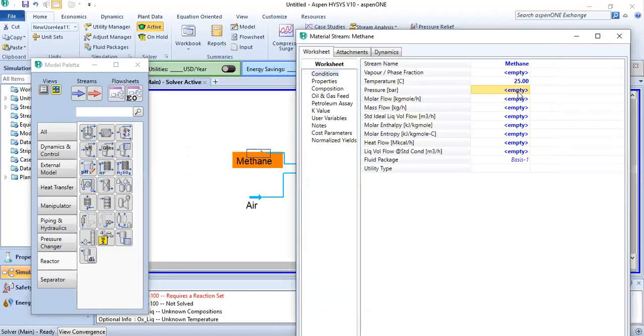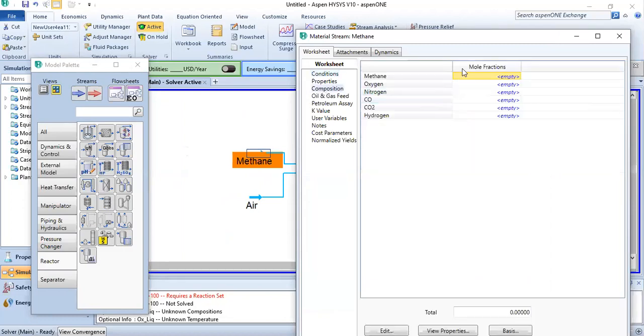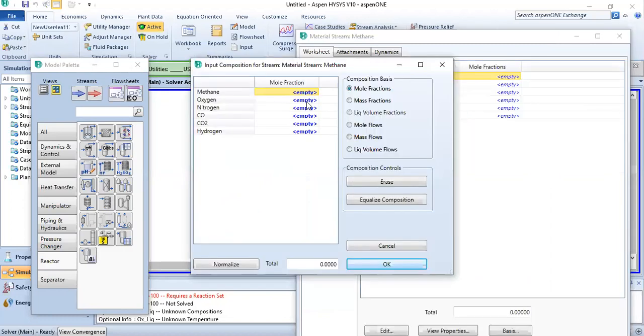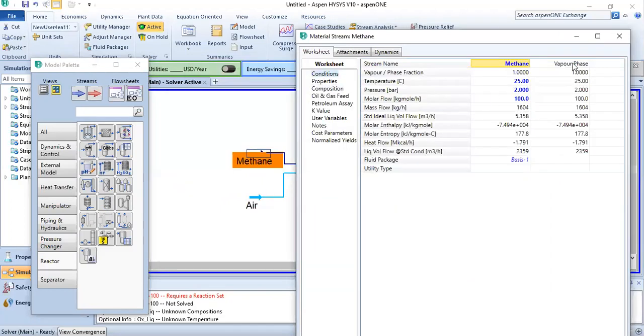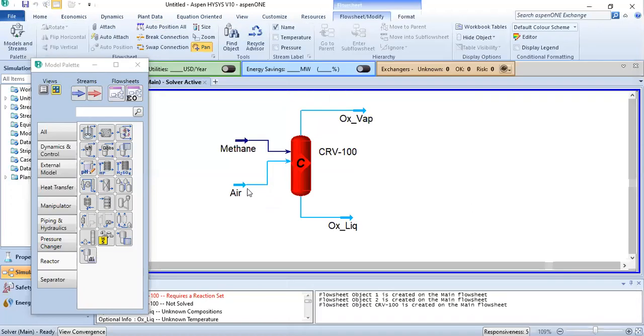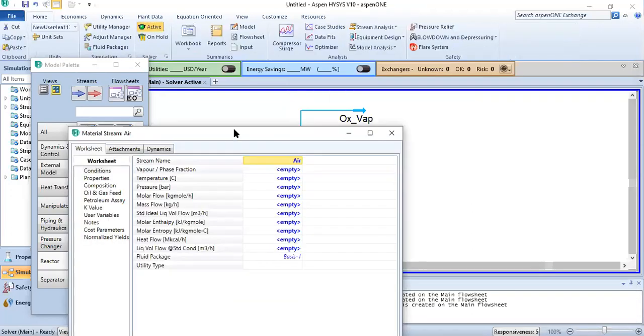Temperature 25, pressure is 2 bar, and flow rate is 100 kg mole, right? And since this is my methane stream, I will go to the composition tab and define the composition, that is methane. It is a 100% methane stream. So my methane stream is defined. Now I will go to the air.